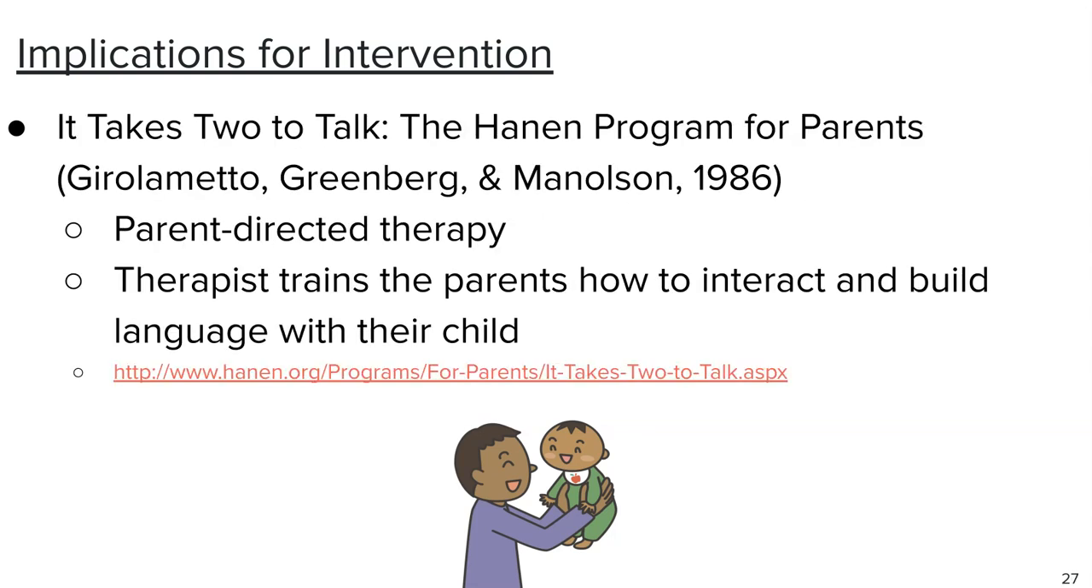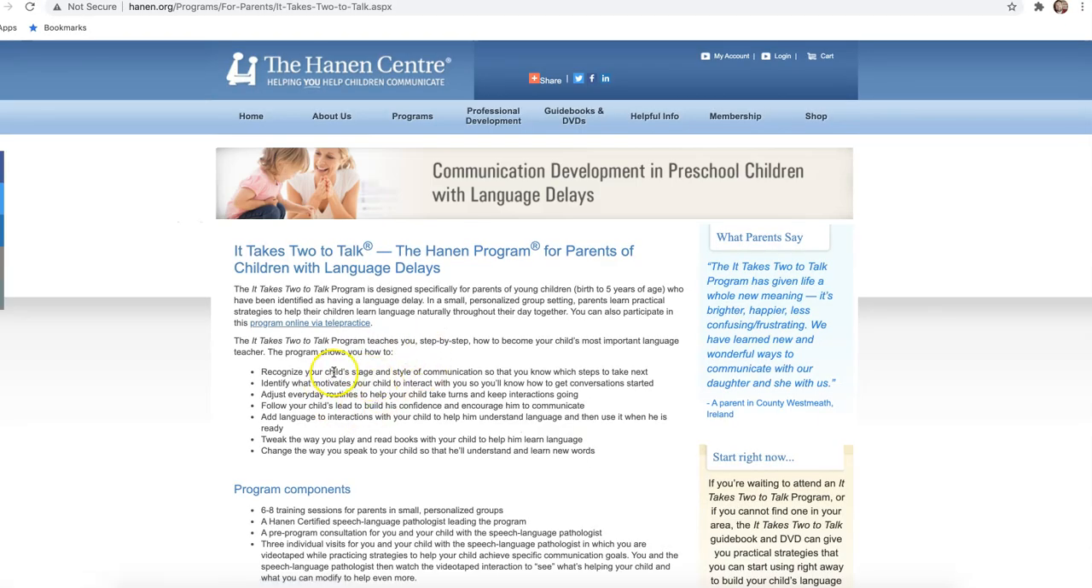Kind of related is It Takes Two to Talk, which is a Hanen program, which we actually use here at the App State CSD clinic. It's a parent-directed therapy, so the therapist actually trains the parents how to interact and to build language with their child. Let's just go to this website here. So it's going to be, for parents, how to be the child's most important language teacher. The program's going to show parents how to recognize the child's stage of communication and style of communication, so that they know which steps to take and how to interact.